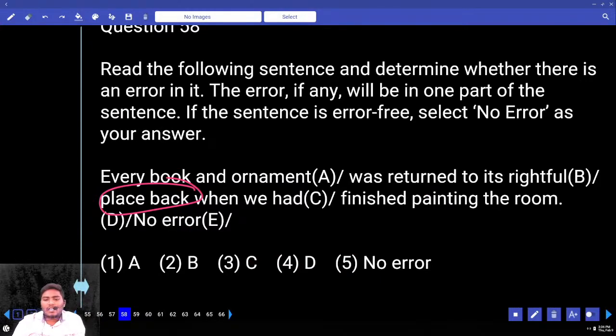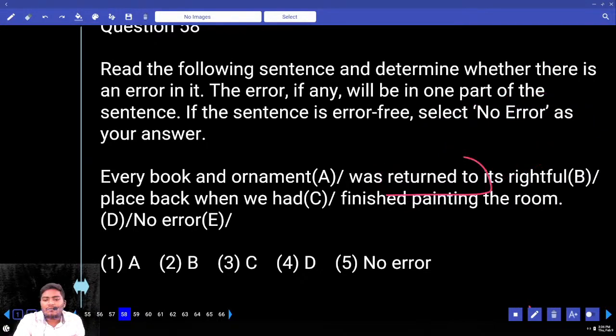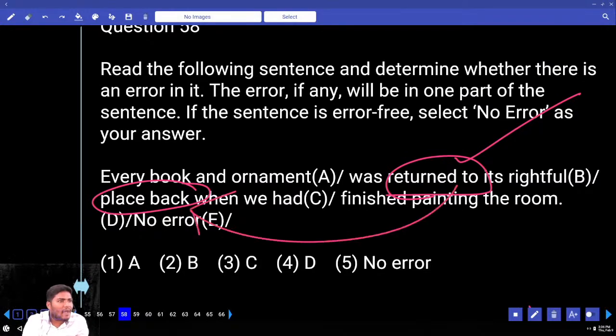Most of you would say, sir, after returned we cannot use back. Of course we have this rule, the rule of redundancy. We cannot repeat the same meaning word. Now, returned is followed by to here. Returned to is this combination. Place back in the sense of keeping something at the same place. That is the meaning of place back. It is not the combination of returned back.